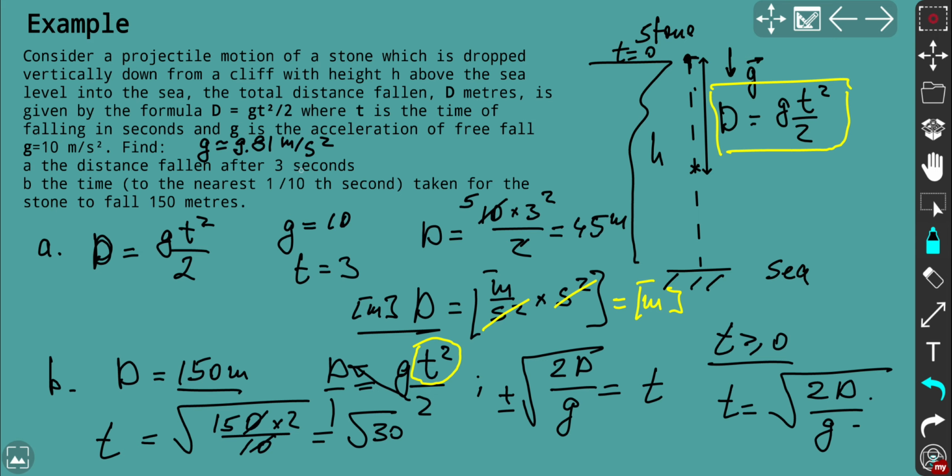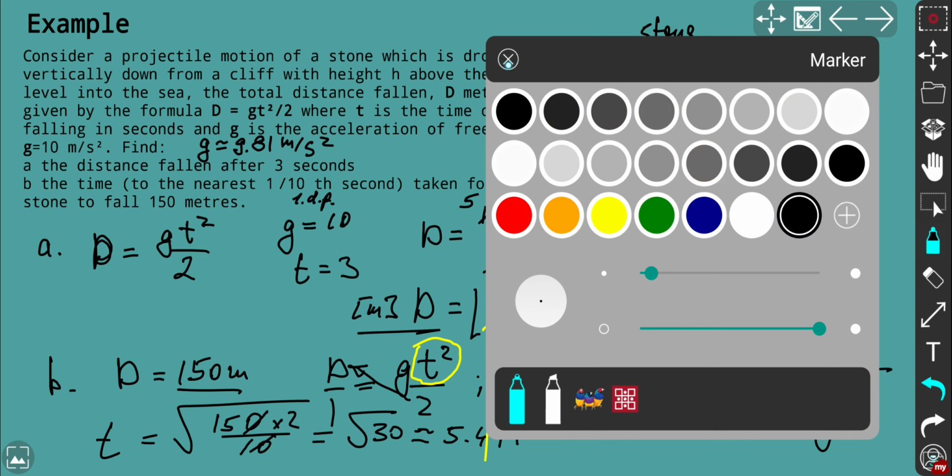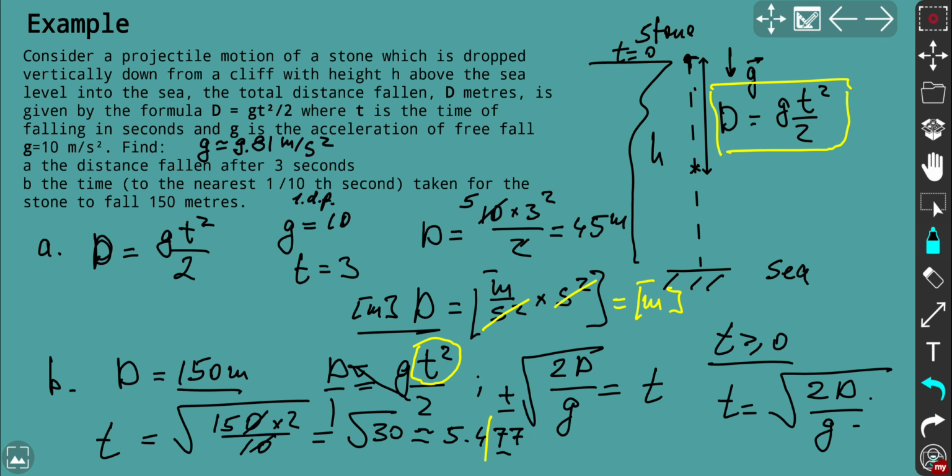So 1/10 means 1 decimal place, okay? You round to 1 decimal place. So what I've got is 5.477 and so on, okay? So that's enough. Just cut off at tenths, it's right there, and round up because the next digit is more than or equal to 5. In this case it's 7, so roughly it's going to be 5.5 seconds, okay? That's going to be the answer for part B.